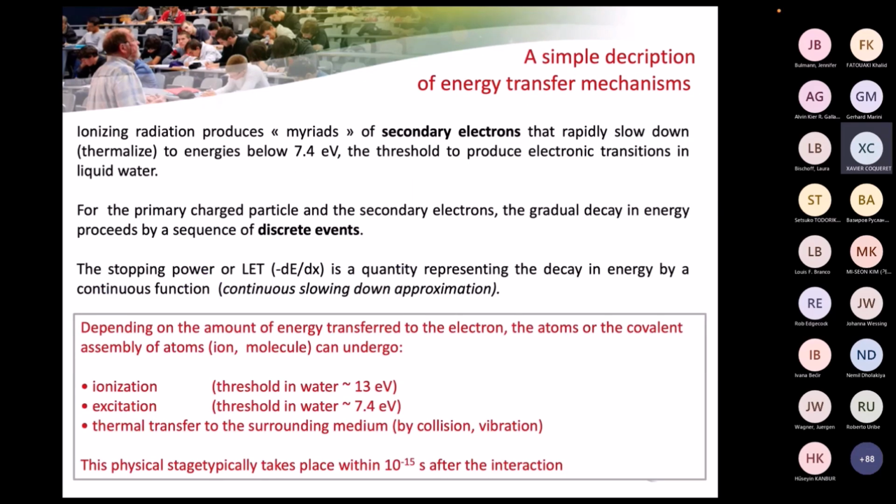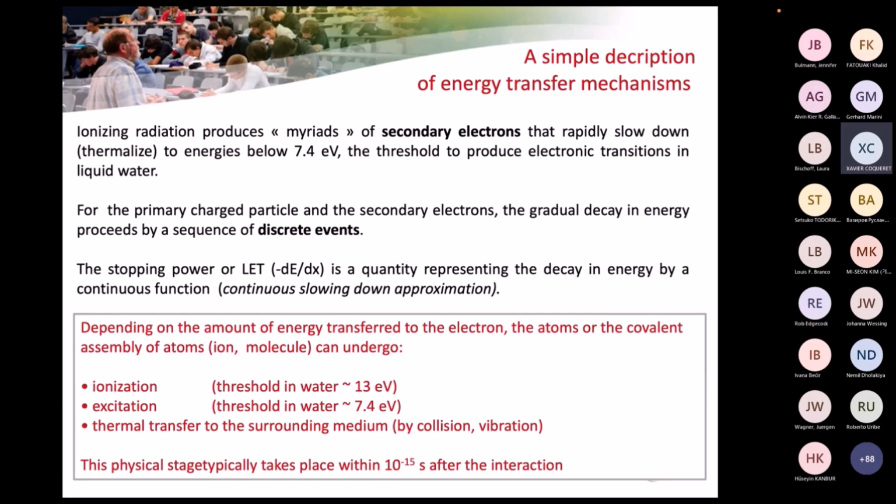So we can conclude that ionizing radiation produces myriads of secondary electrons, whatever the original radiation interacting, I mean, particle or photon of high energy. This will result in the formation of secondary electrons that rapidly slow down, we call it thermalization, to energies below 7.4 electron volt, which is the threshold to produce electronic transition in liquid water.